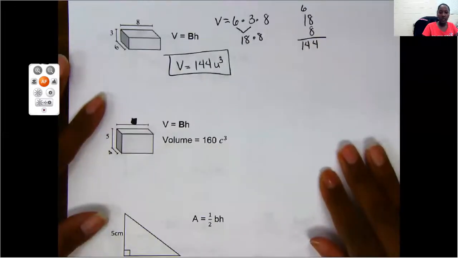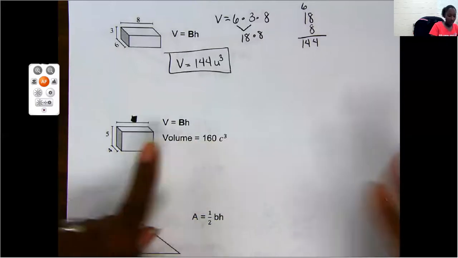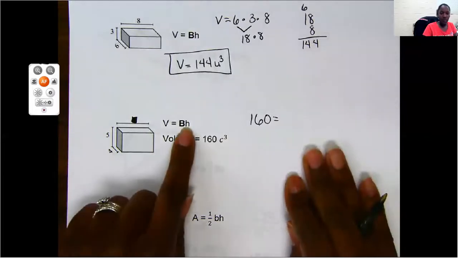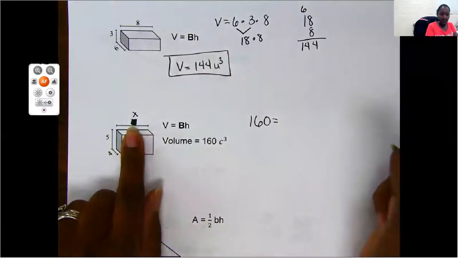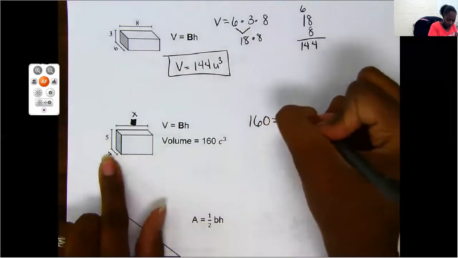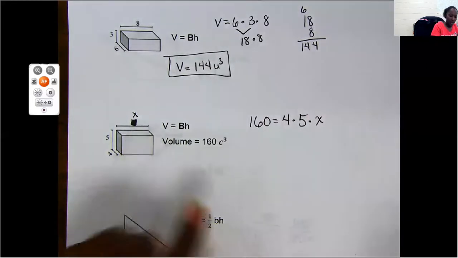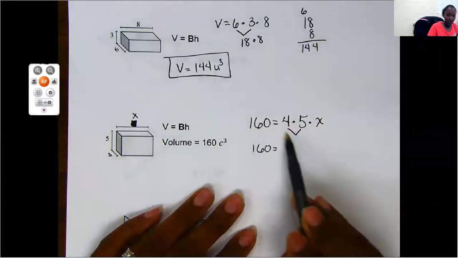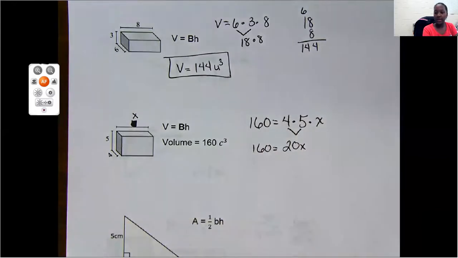All right, this one, they give us the volume, okay? So we need to work backwards. Instead of putting V, I'm going to put 160 equals. And I know that I'm supposed to be multiplying all three, but I'm missing one of them. So I'm going to put this as X. So we're going to do 4 times 5 times X. Okay. Multiply like normal. 160 equals 4 times 5 is 20. And I'm going to put X right next to it.